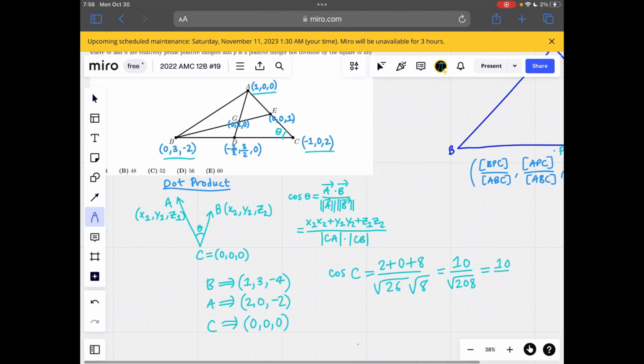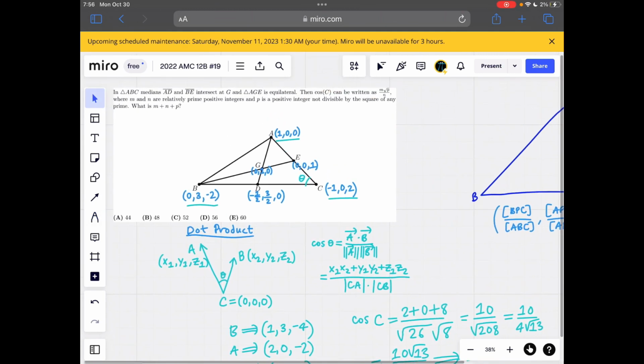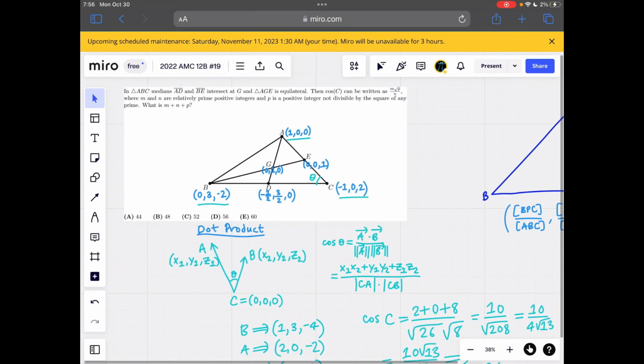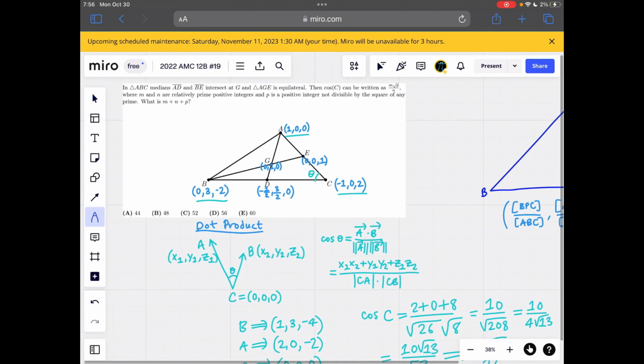So this is equal to 10 over 4 root 13. If we multiply both the numerator and denominator by root 13, we get that this equals 10 root 13 over 52. However, m and n need to be relatively prime, so we divide both m and n by 2. We still get the same thing. Cosine C equals 5 root 13 over 26. So m is equal to 5, n is equal to 26, and p is equal to 13. So m plus n plus p is equal to 5 plus 26 plus 13. And that's equal to 31 plus 13, which is 44. And that is equal to answer choice A.